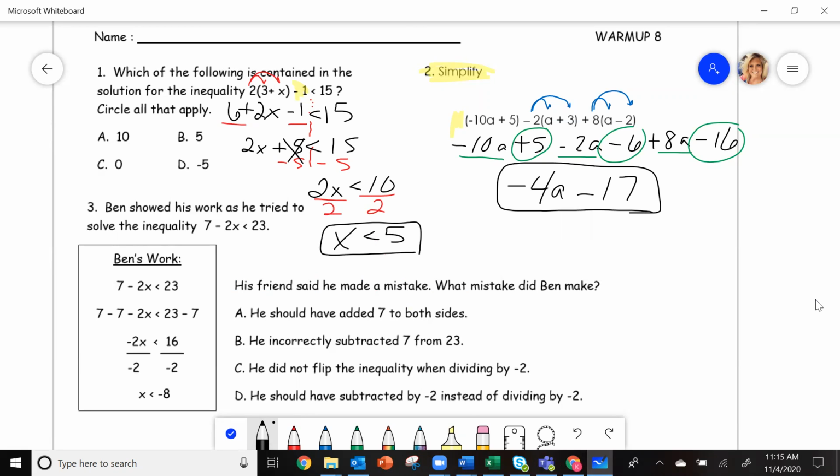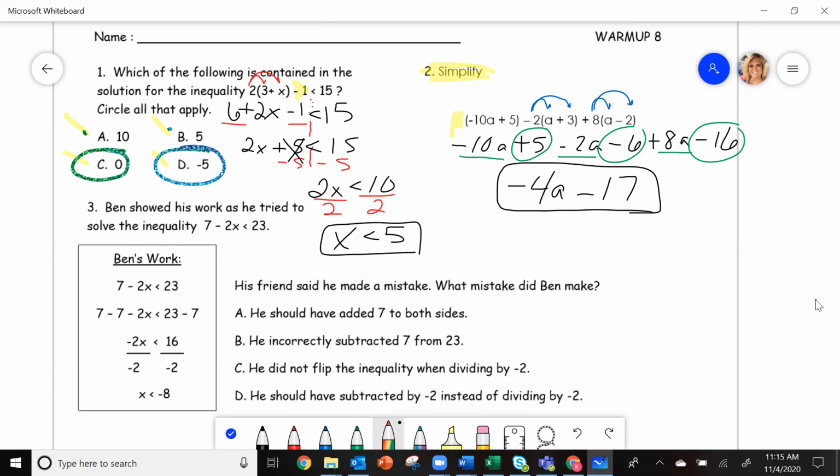So I need to look at all of these answer choices here, and I need to see which ones it says, which of the following are contained as a solution. So which one of these are less than 5? Is 10 less than 5? No. 0 is less than 5, so that one's one of them. Is 5 less than 5? No, it equals 5. But D says negative 5, and negative 5 is less than 5. So in this case, I have 2 answers.